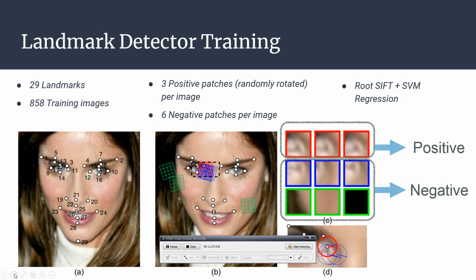Now we're going to talk about landmark detector training. In this project, we have condensed the methods to the following parameters. As you can see, we have 29 landmarks, 858 training images, 3 positive patches per image, and also 6 negative patches per image, using RootSIFT plus SVM regression, which is known as the support vector regressor method.